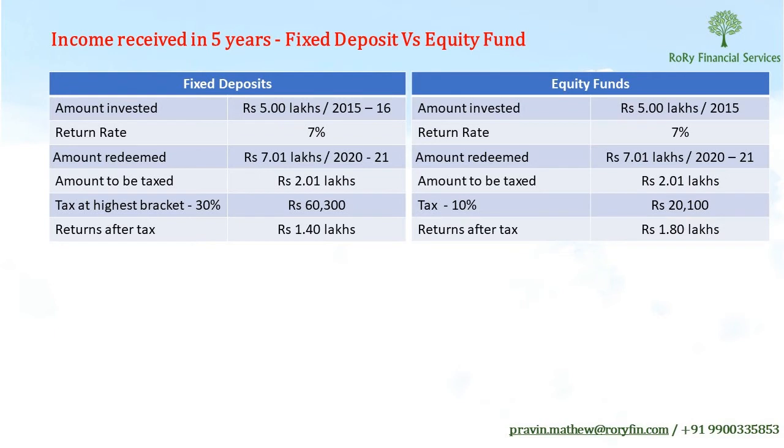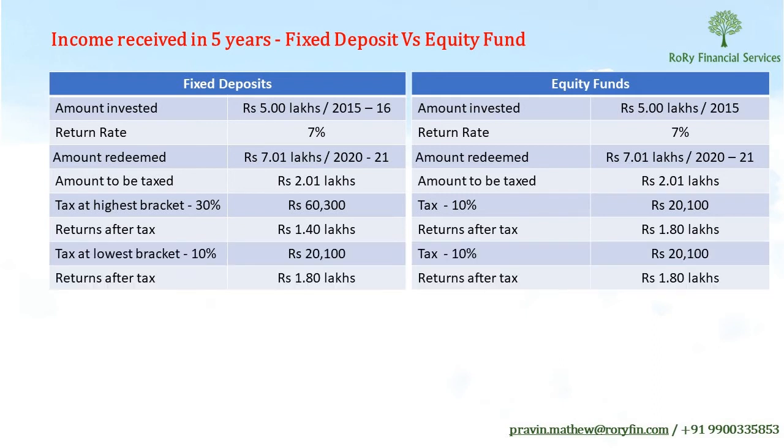1.80 lakhs. What if a person is at the lower bracket, that is 10%, then the taxation reduces, the tax amount becomes 20,100, returns after tax becomes 1.8 lakhs, which is similar in this example to the equity fund taxation, right?